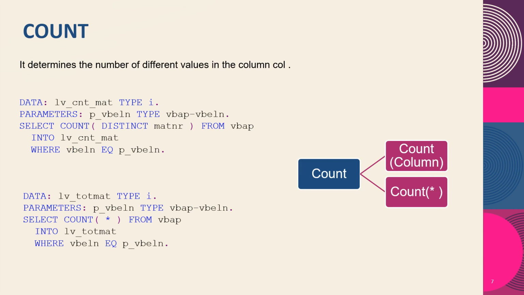Count gives how many records. You can count the specific column or count star, which counts all the records. You can count the value of how many material numbers, count how many material numbers in ABAP. So it's count in a specific column. With count star, you're not restricting with the specific columns, rather it gives the total number of records.